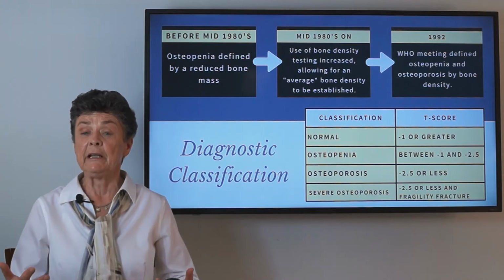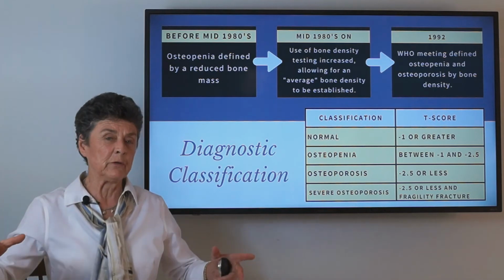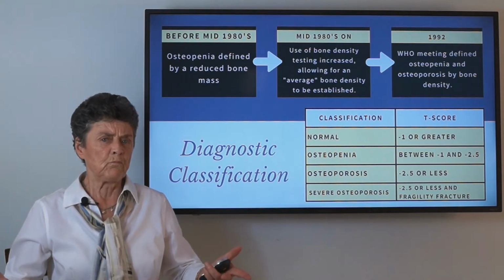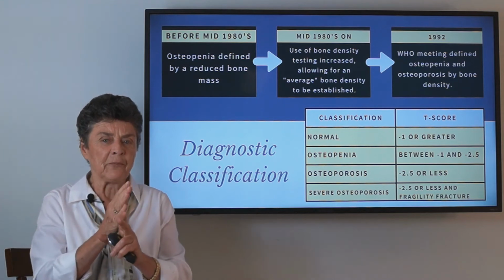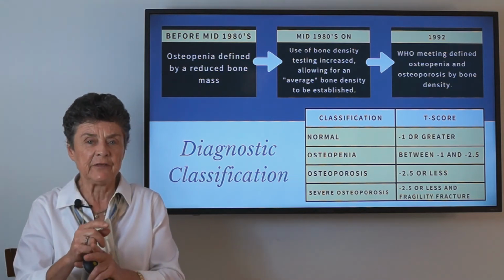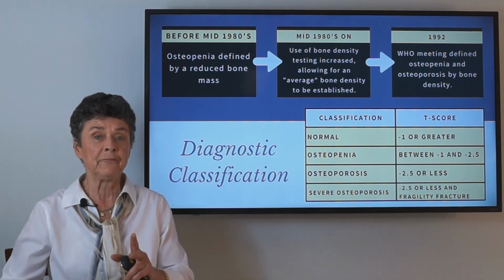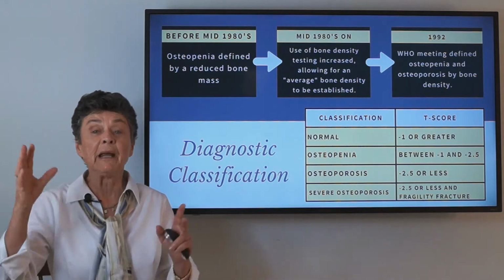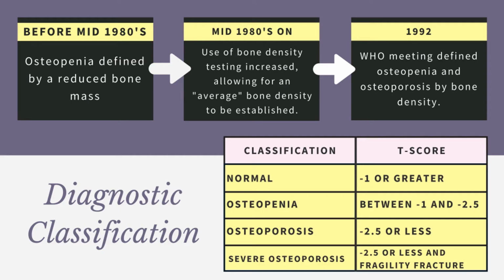You got to the mid-80s, when I went to this Harvard meeting, they started gathering all these bone density tests. And they said, we can figure out what the average bone density is for any age group we want. By 1992, they had enough data that they got together and said, hey, let's make up some disorders and define them by bone density. So they decided osteoporosis would be minus 2.5 standard deviations or more.